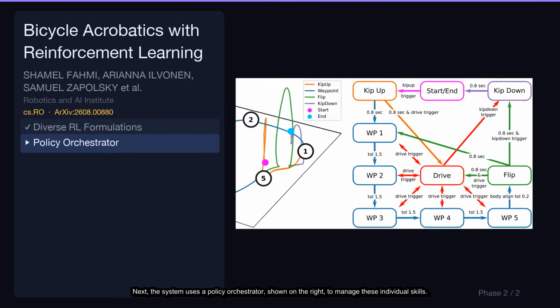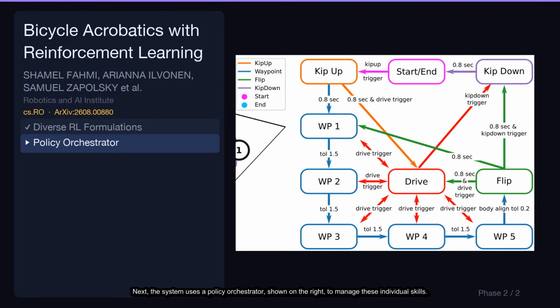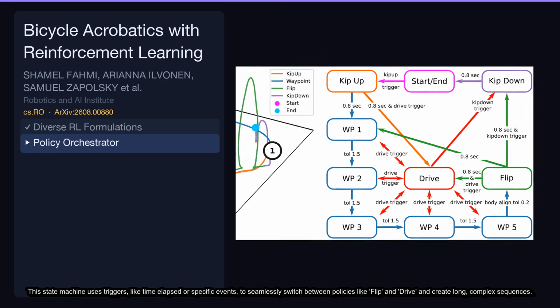Next, the system uses a policy orchestrator, shown on the right, to manage these individual skills. This state machine uses triggers, like time elapsed or specific events, to seamlessly switch between policies like flip and drive and create long, complex sequences.